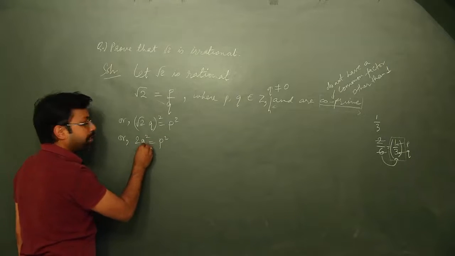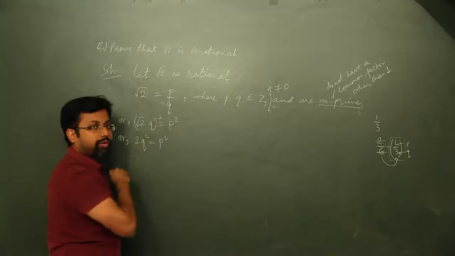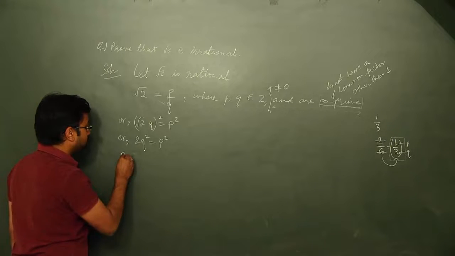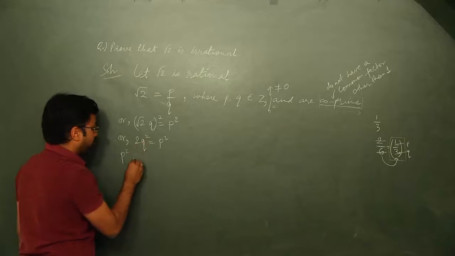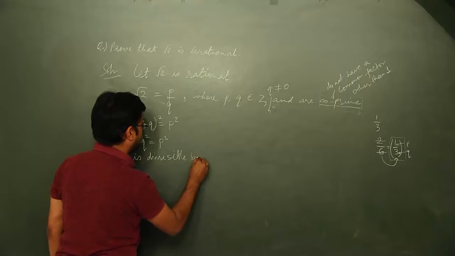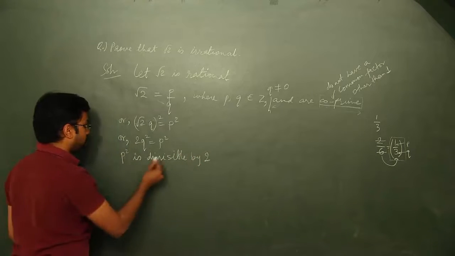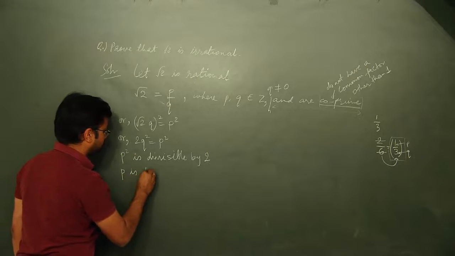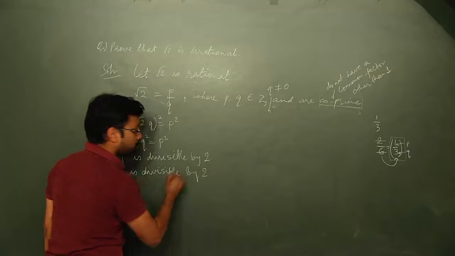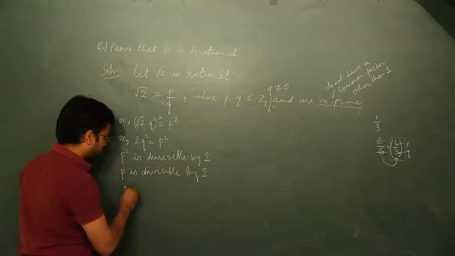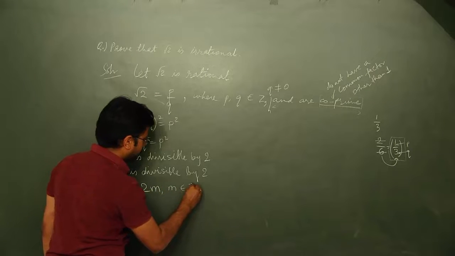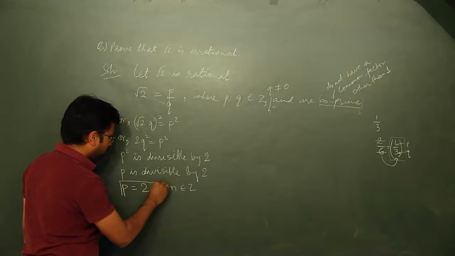Now p square is equal to 2 into some integer. q is an integer, so q square will also be an integer. So p square is equal to 2 into q square, which means p square has a factor 2. Therefore p square is divisible by 2. When p square is divisible by 2, we can conclude that p is also divisible by 2. For any number to be divisible by 2, we can say that it is of the form 2m, where m belongs to an integer. p is equal to 2m.